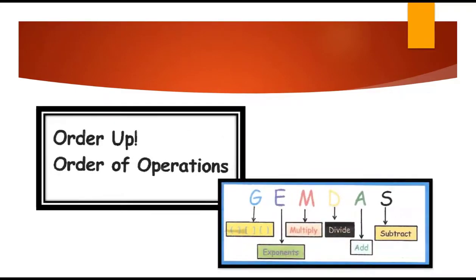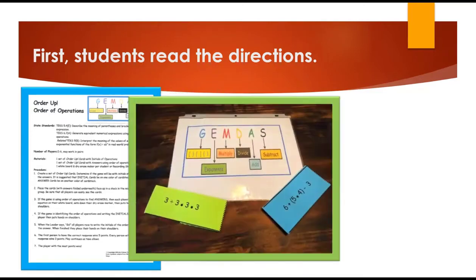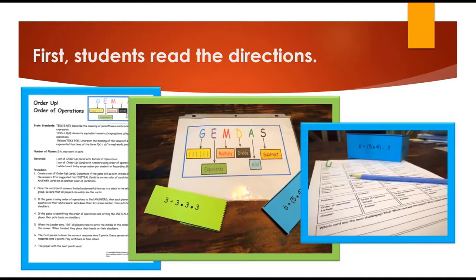And now, here's how to play the order of operations game, also known as Order Up. First, students read the directions. This is really important, and that they have access to the directions. Then they review the GEMDAS poster, so they'll be able to use it throughout playing the game. Students might even try a few cards as a group to practice. All of these items are included in the free download at glennatabor.com.